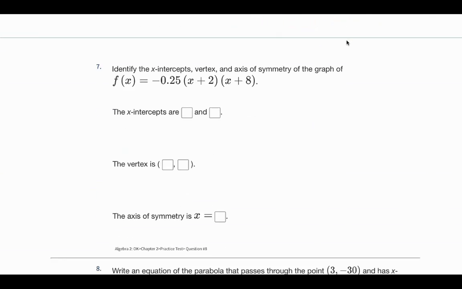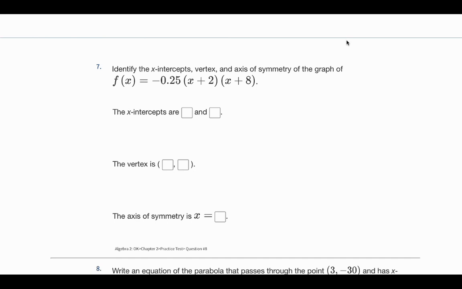Number 7, identify the x-intercepts, the vertex, and the axis of symmetry of the graph f of x is equal to negative 0.25 x plus 2 times x plus 8. Again, I've been asking you all the time, is this vertex form, intercept form, or standard form? You would tell me on this one here, it is intercept form because there are 2 x-intercepts. They're telling us to identify them.